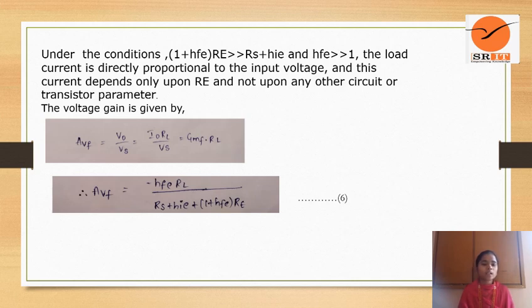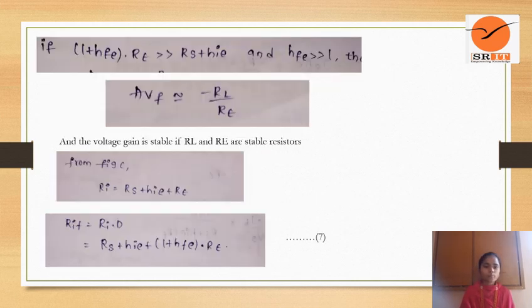Then the voltage gain. Here Avf is the voltage gain. Avf is equal to V0 by Vs. V0 is nothing but I0 RL. Vs, that is equal to Gmf into RL. Therefore Avf voltage gain is minus HFE RL by Rs plus Hie plus 1 plus HFE into Re. Then if 1 plus HFE into Re is greater than Rs plus Hie, we get Avf approximately minus RL by Re. And the voltage gain is stable if RL and Re are stable resistors.